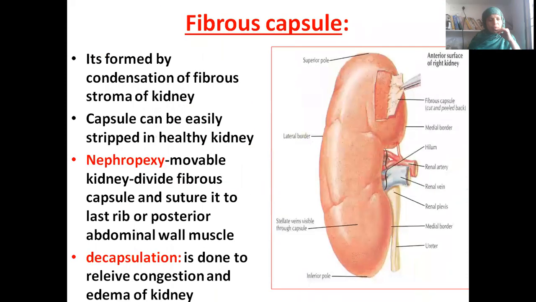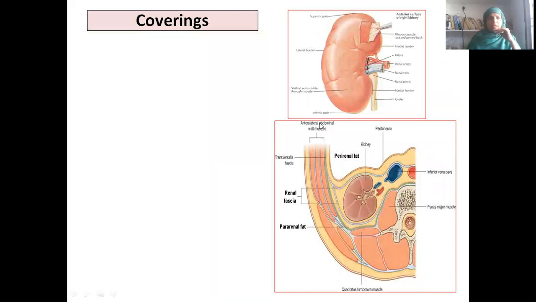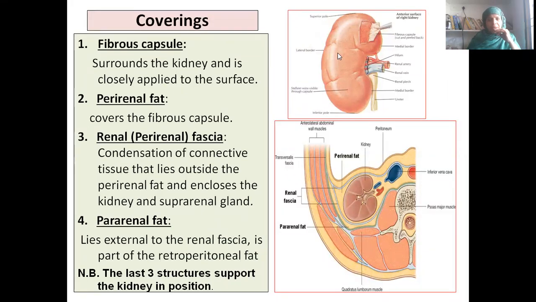Before I take you to the relations, I really want to revise this because it is very, very important. I would like to check your understanding. What are the various coverings? Lokesh, what is the first covering we had? Fibrous capsule. It is very loosely attached, it can be easily stripped off. What is this outside fat you have? Perirenal fat. Very good. Then what is the name of this fascia? Renal fascia.